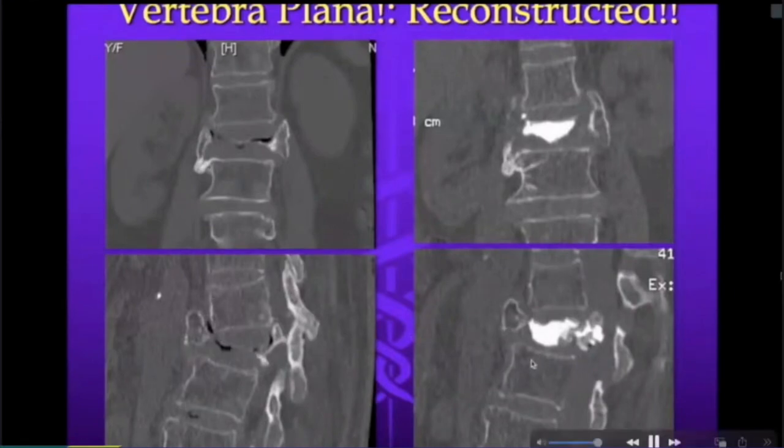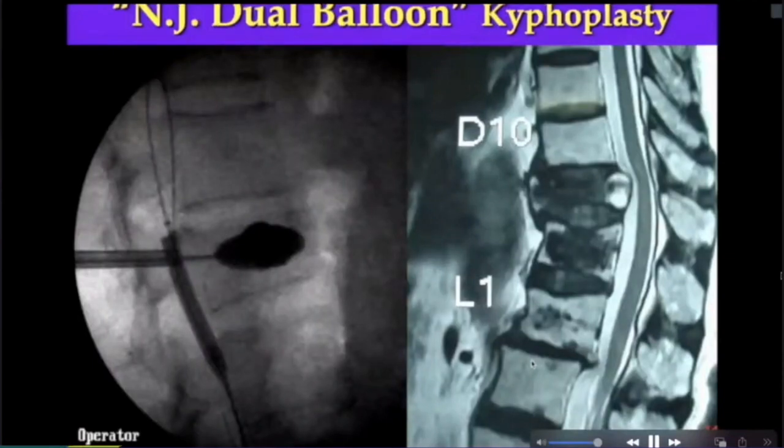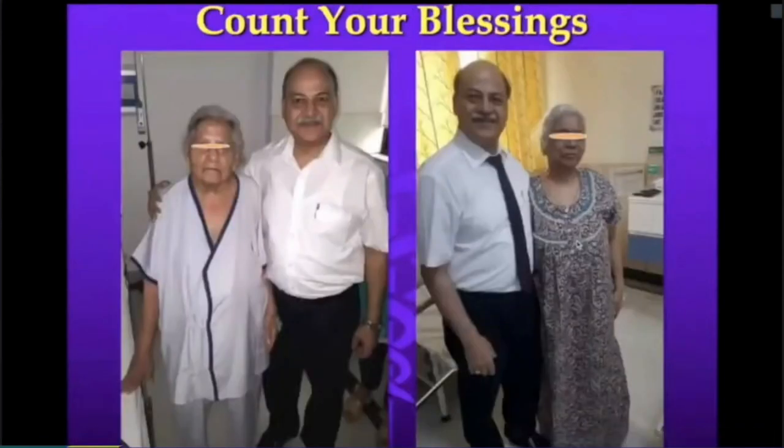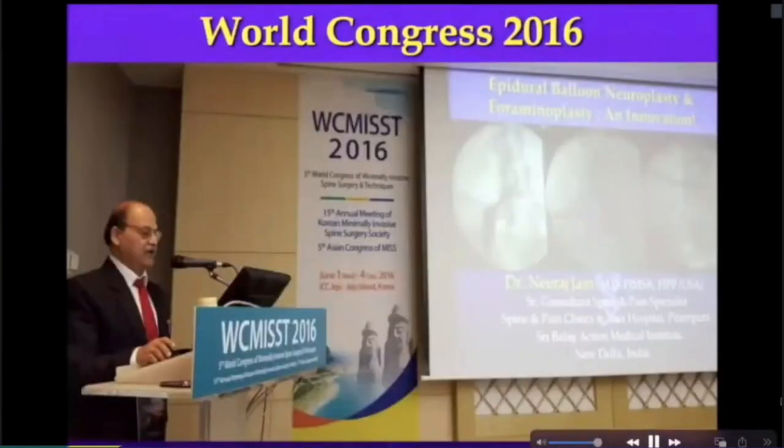So this, almost a minute, this kind of dirty fracture, okay. And you have a safety balloon in there, now you fill inside, the safety balloon is out, and then you can count your blessings. These are old patients who cannot go for a surgical correction otherwise, which you tend to tell them to do. And this is what epidural balloon neuroplasty and foraminoplasty is, an innovation which I presented at the World Congress of Minimal Spine Surgery in Jeju Island, South Korea in 2016.